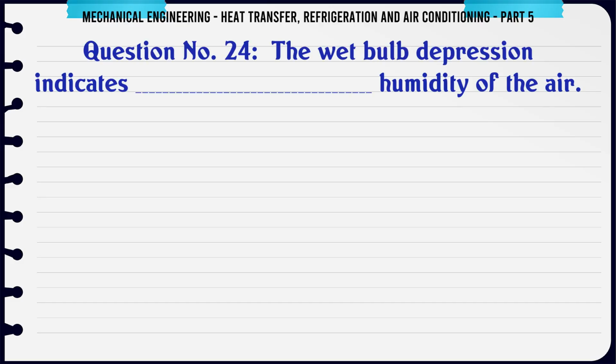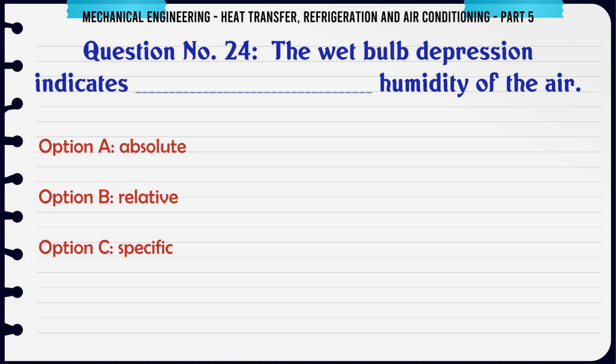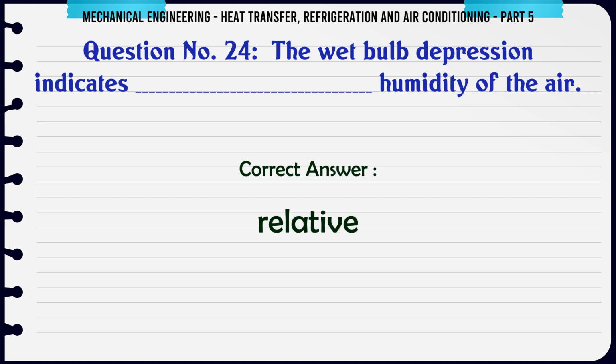The wet bulb depression indicates humidity of the air. A. Absolute, B. Relative, C. Specific, D. The correct answer is relative.